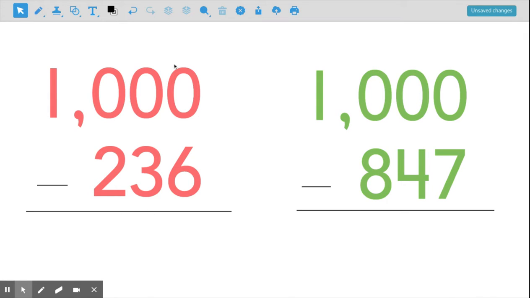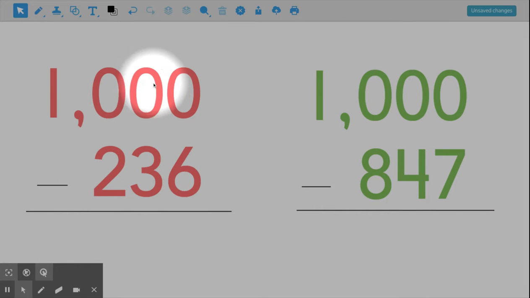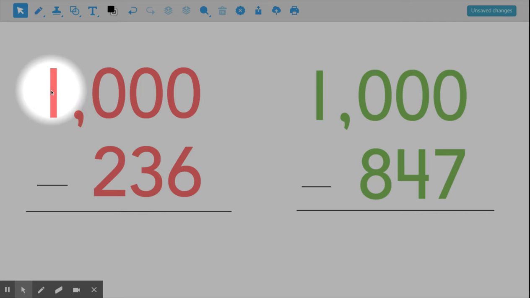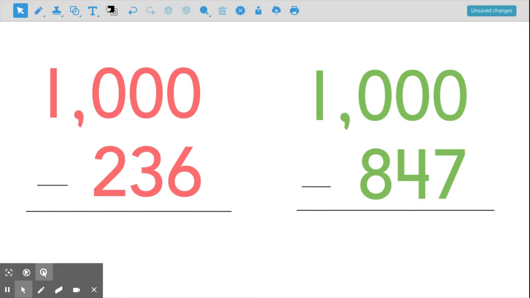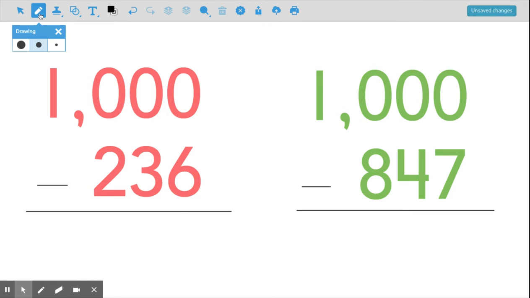Looking at our ones column, we have the same issue that we did in the last two problems. We have 0 all the way across. We have 3 zeros. That means we're going to have to skip all the way from the tens column, the hundreds column, all the way to the thousands column to be able to borrow anything at all. So let's start borrowing. Here we go.